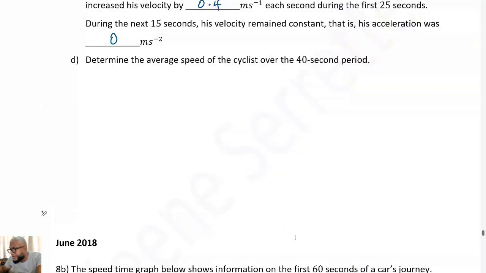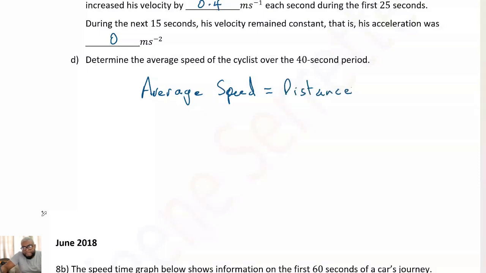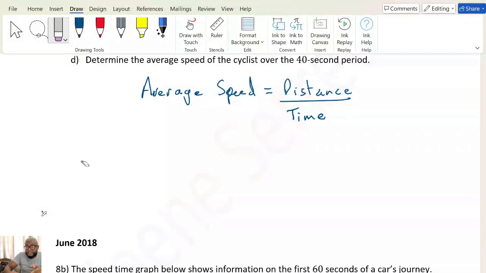Now, who is going to help me here? Nathan, you want to find the average speed. Give me the formula for average speed here. Distance over time, right? We know what the time is, Nathan? 40 seconds. Right, time is 40 seconds. We don't know the distance. We need to find the distance. So the distance is what, Adams? What's my distance?